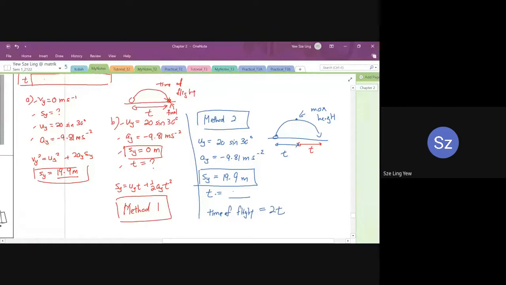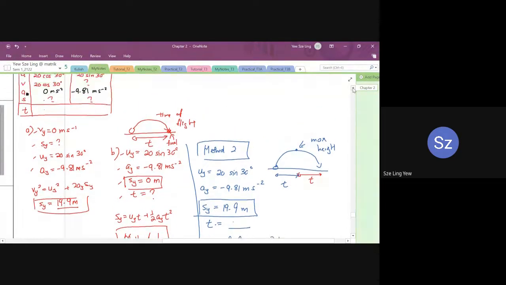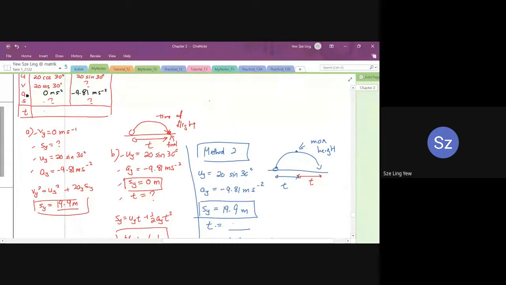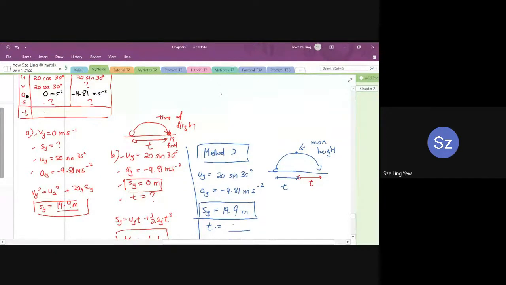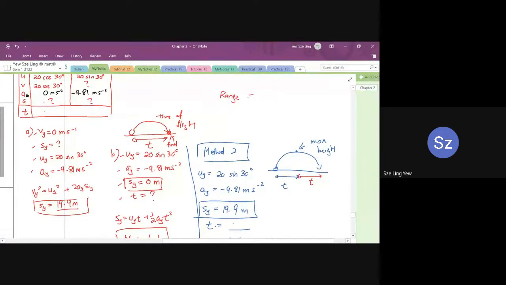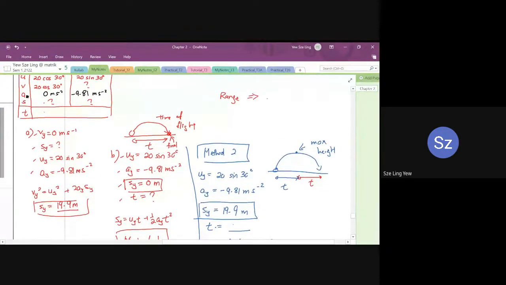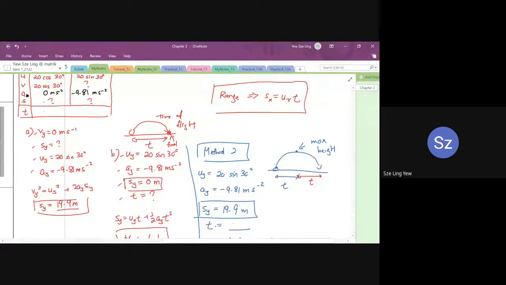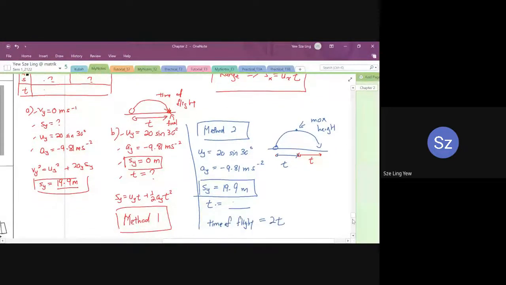All right, so you calculate it, you solve it by yourself, and then when you obtain T, you can calculate the range. So range is from a starting point until it goes back to the ground. Okay, so once you have time, means you can apply S equals to UT. So range is simply means SX equals to UXT. So you can use the time from questions B to calculate it. All right. So that marks the end of this question.